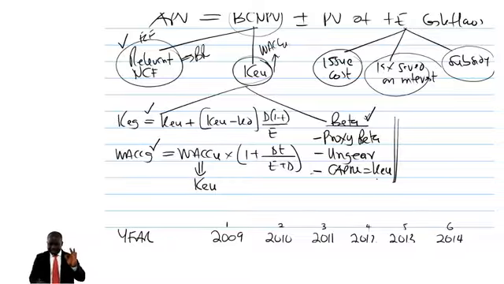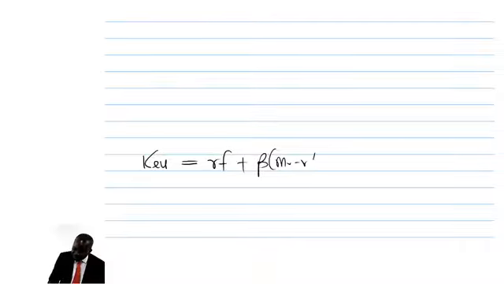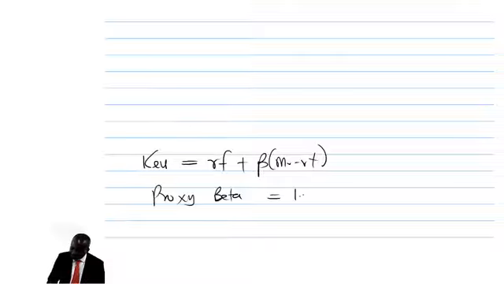So I have to pick that proxy beta. If that proxy beta is geared, then I would have to ungear it before I put it in the CAPM. So I will leave space here and I will say, let me go and calculate my cost of equity ungeared. So my cost of equity ungeared, I will use the CAPM approach, which is the risk-free plus the beta times market return minus the risk-free. So I'll say, what is the proxy beta? The proxy beta is given to me as 1.1.